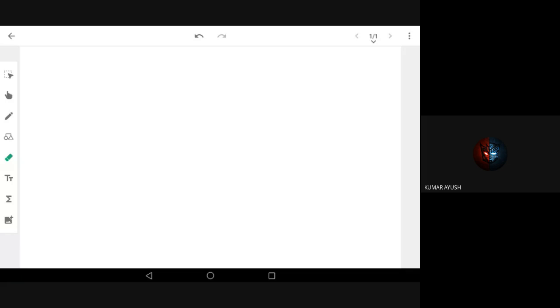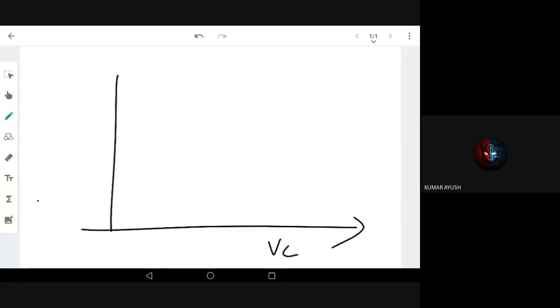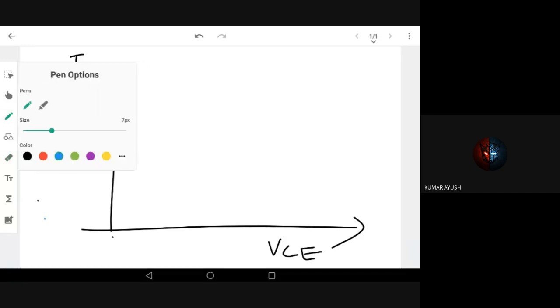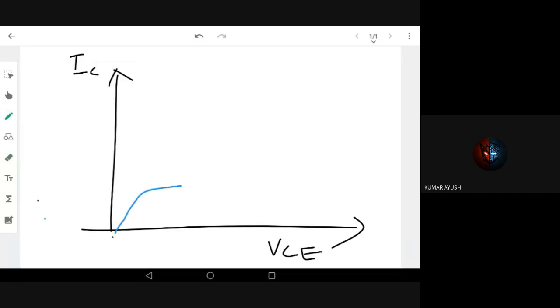Before that, I'll clear up what the cutoff region is. The cutoff region is the region where the transistor is not conducting sufficient current. For example, say this is the VCE curve, the collector emitter voltage. We already discussed the different regions based on different base currents. This is less base current. If I increase the base current, I have a better curve. Again, increase the base current, something like this.